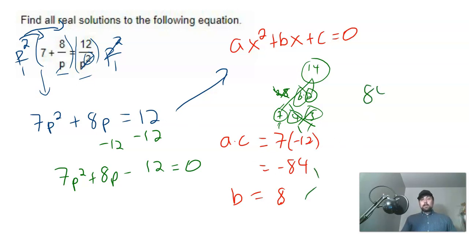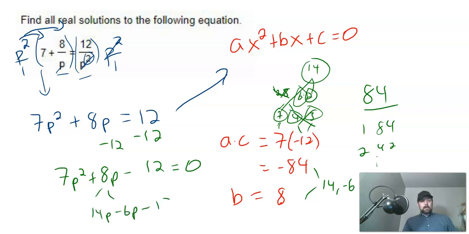The other thing you could do is just make a list. 1 times 84, 2 times 42. Eventually you would get to 6 times 14 if you were thorough, right? So this is going to be positive 14 and negative 6. So you can split this up and write this as positive 14p minus 6p. And then you do the factor by grouping thing. And I think I'll just go ahead and stop there.